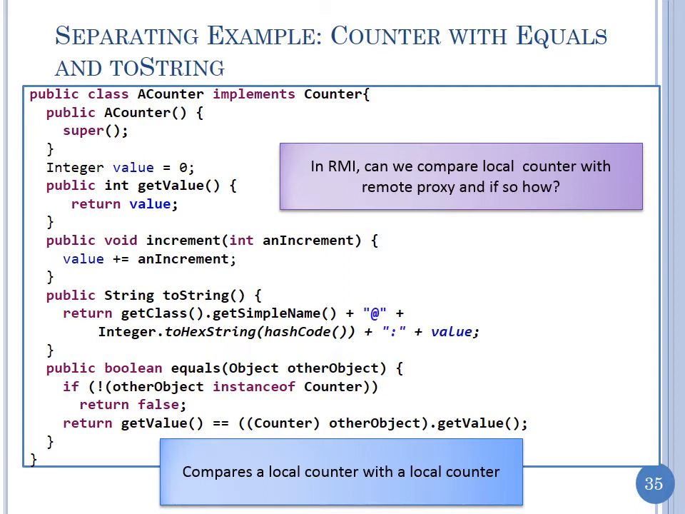This one compares a counter with a local counter. Can I compare a local counter with a remote proxy? I have a proxy to a counter, and I'd like to compare this local counter with that proxy. And I'm willing to rewrite equals. So the question is, can we do this, and if so, how? I'm hinting that we can. So that's the question.